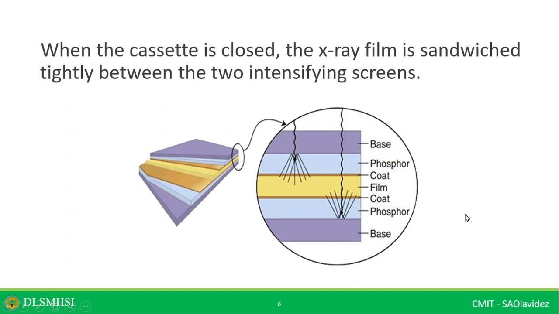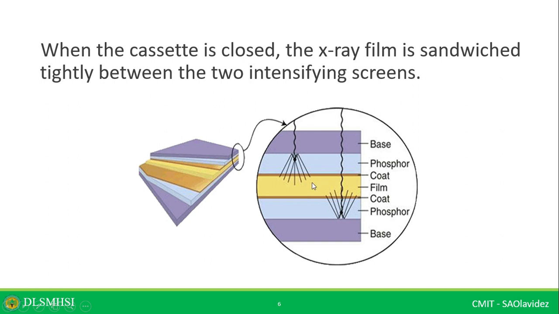When the cassette is closed, the X-ray film is sandwiched tightly between two intensifying screens. We have here the intensifying screen 1 and another intensifying screen here. Now you might wonder, why do we have to use two intensifying screens? We are using two intensifying screens because you have to remember that our X-ray film is duplitized or double coated.